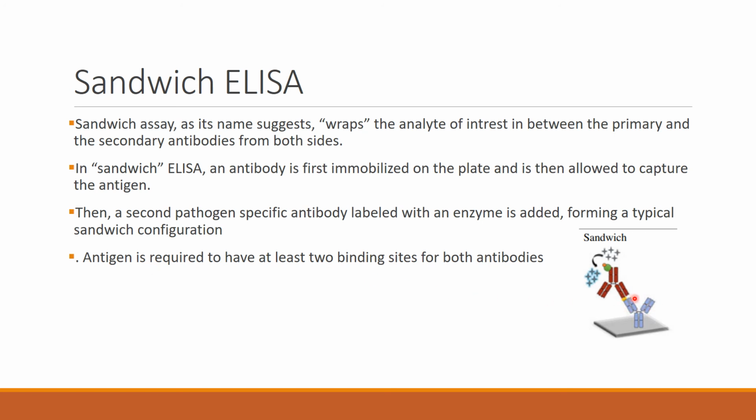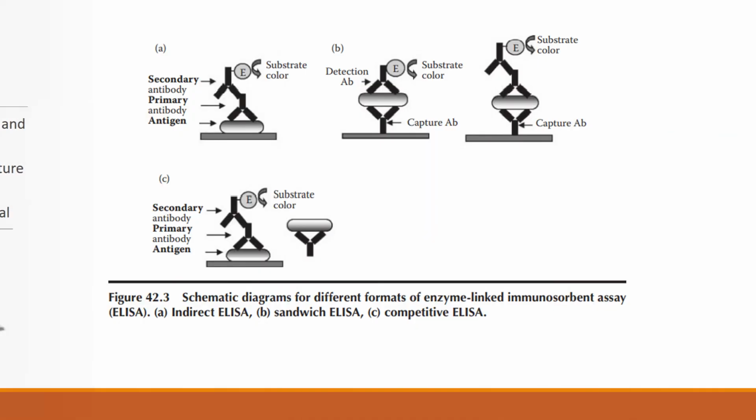As we can see here, the antigen is the yellow, which is captured or sandwiched in between the capture antibody and the secondary antibody, having an enzyme which will react with substrate and produce a colored compound, which then can be quantified in here.